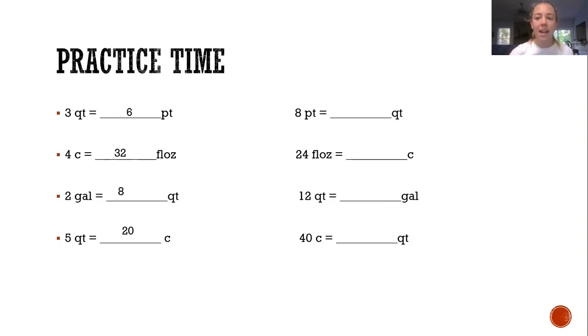Up at the top, we're going to be dividing. These are all smaller units going to bigger units. So if I'm going from 8 pints to quarts, I know there's 2 pints in a quart, so I divide 8 divided by 2 equals 4. If I'm going from 24 fluid ounces to cups, I know there's 8 fluid ounces in a cup. 24 divided by 8 equals 3. If I'm going from 12 quarts to gallons, I know there's 4 quarts in a gallon, so I do 12 divided by 4 equals 3. And finally, at the bottom, I have 40 cups and I'm going to quarts. I know there's 4 cups in a quart, so I divide 40 divided by 4 and I get 10.